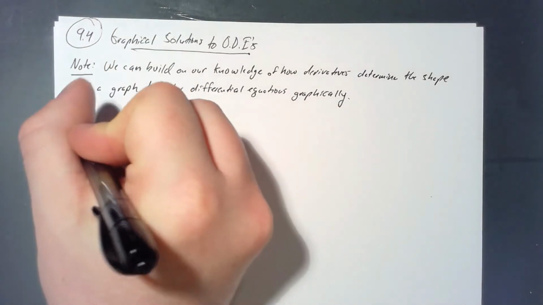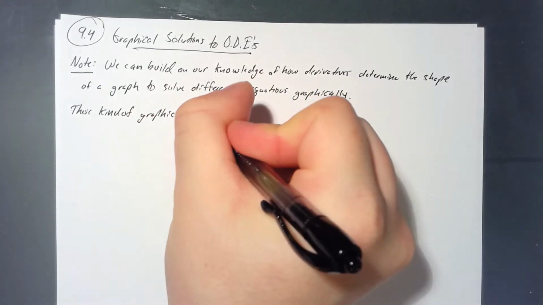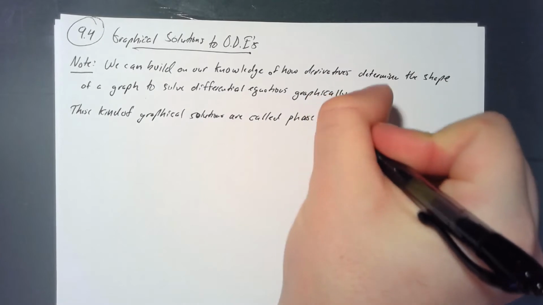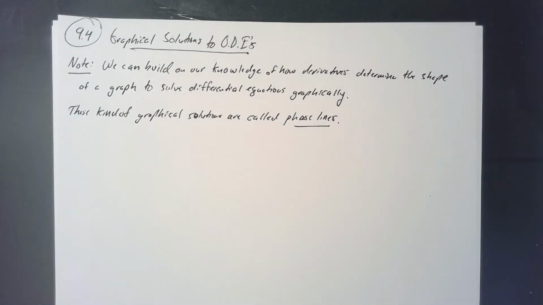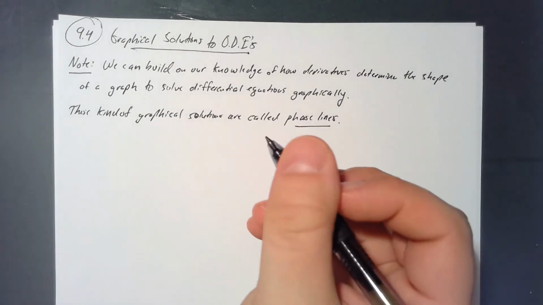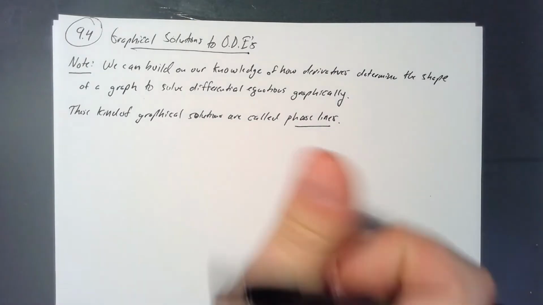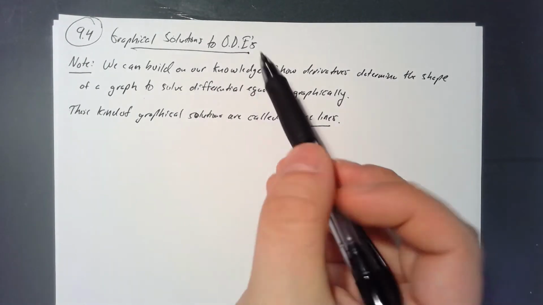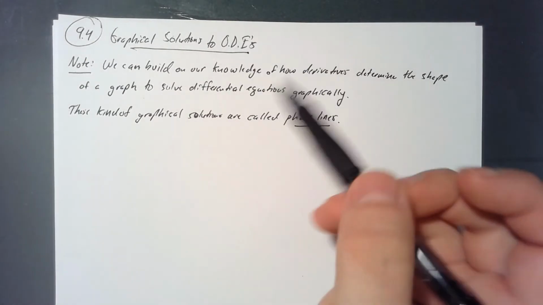So these kind of graphical solutions are called phase lines. A phase line basically is just a graphical solution to an ODE. In this chapter we saw how to solve first order linear ODEs by algebra or by calculus and algebra. But what we're going to do here is just how do we do this graphically? How do we see long-term behavior of solutions to an ODE? And it doesn't matter if it's an ODE solved with an integrating factor or separable. It doesn't matter. You could look at the graphical solution of an ODE this way by constructing a phase line.